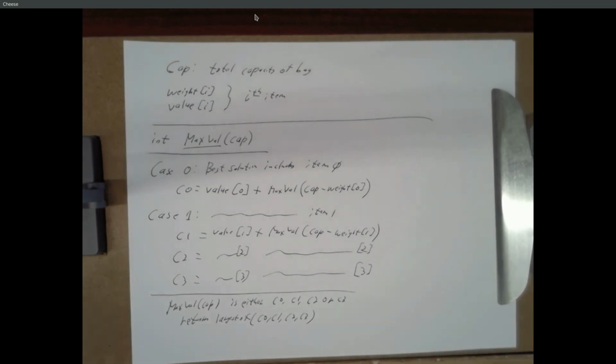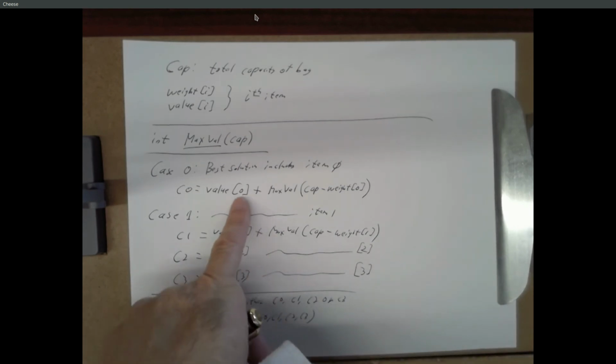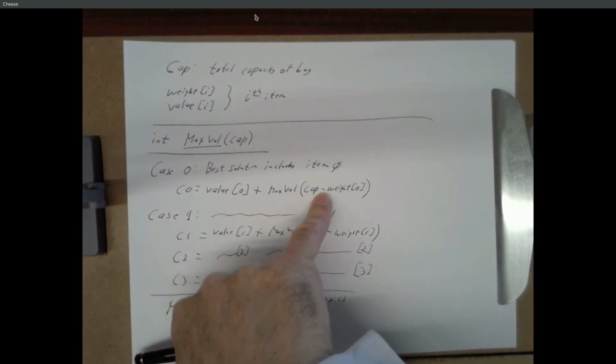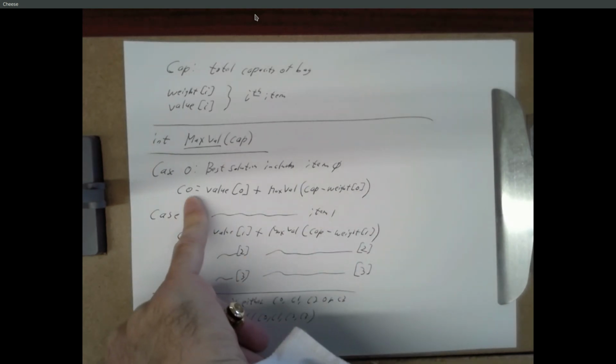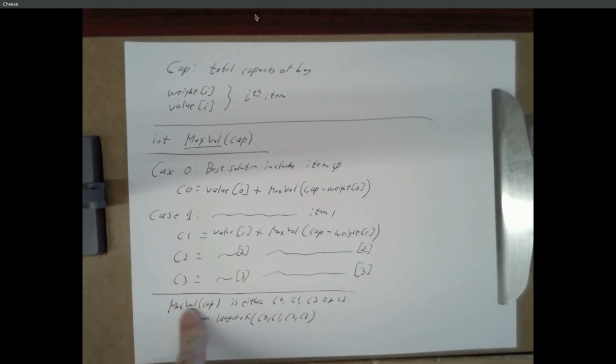So max val is really just a big for loop, right? For i equals 0 to the last item number, calculate the value of item i plus max val of your capacity minus the weight of item i. If that's bigger than the biggest value you've seen so far, record that biggest value. And when you come out of your loop, whatever that biggest value is, that's the maximum value.